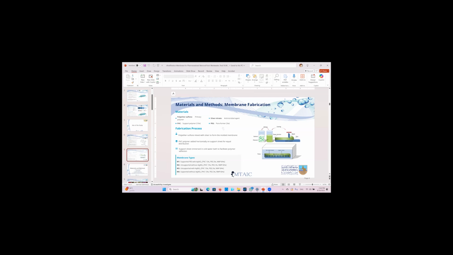In addition to that, we can also add the silver nanoparticles in the first step. And we can add the PEG, the pore former, as it will enhance the structure of the pores on the membrane surface. So, as a final result, the membrane will contain PVC 13%, PEG 3%, and NMP 84%. If there are silver nanoparticles, they will be 1%, and the NMP will be 83%.